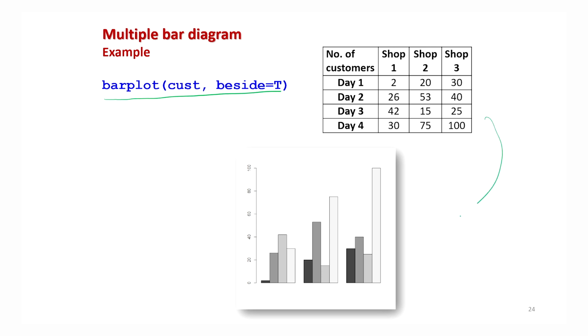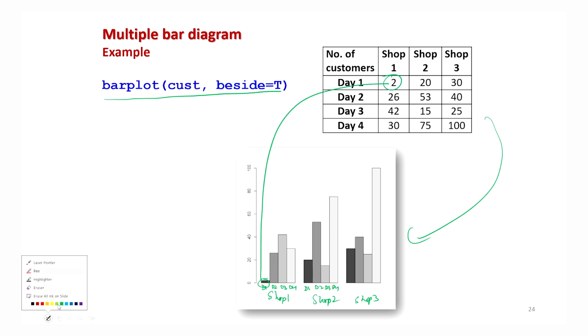Now if you try to see, this type of data is coming. What is this thing? This is your shop number 1, shop number 2, shop number 3. And the first bar here is day 1, day 2, day 3, day 4, which is like D1, D2, D3, D4. Once again D1, D2, D3, D4.